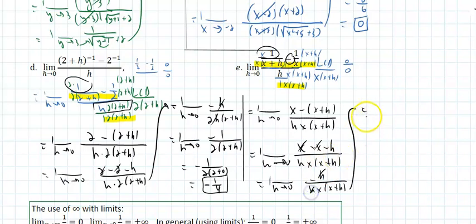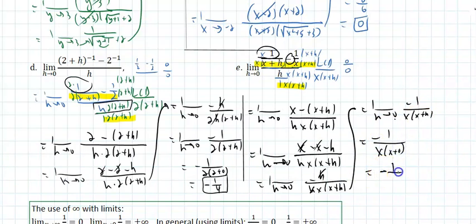Do you notice that those cancel out now? And once I cancel a factor out, I reset the limit, meaning the shortcut again, replace h by 0. And that would be negative 1 over x squared. And that would be it.